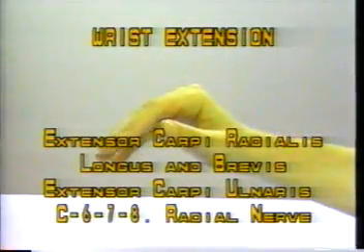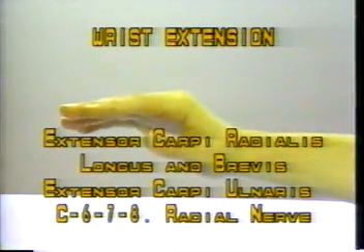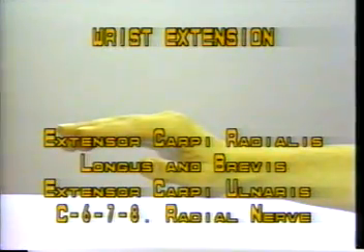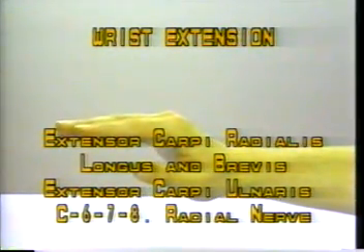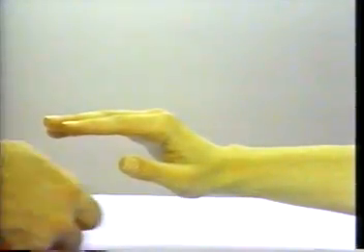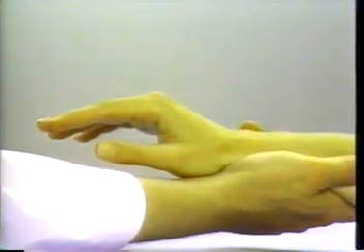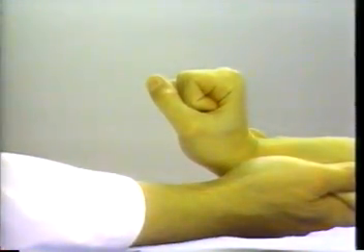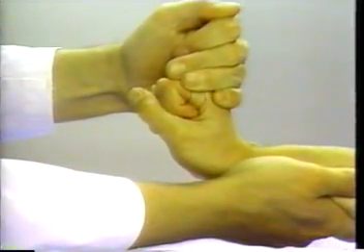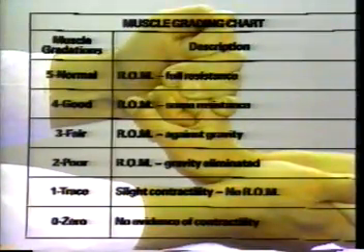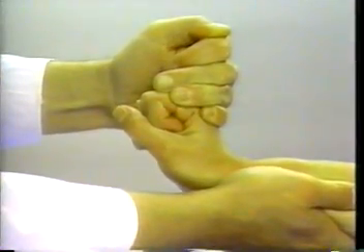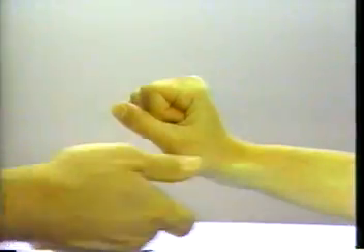Wrist extension. Extensor carpi radialis longus, extensor carpi radialis brevis, extensor carpi ulnaris. C6, 7, 8, radial nerve. Stabilize the forearm and instruct the patient to extend or cock up the wrist, and with the palm of the other hand attempt to force the wrist into palmar flexion. Assess muscle grade on the 0 to 5 scale, and in the normal patient it would not be possible to move the wrist out of the extended position.